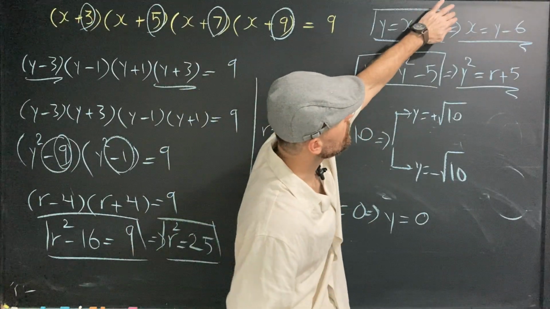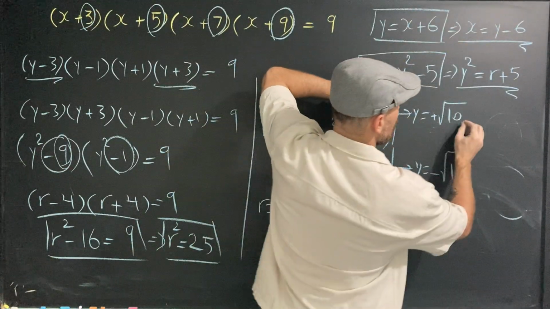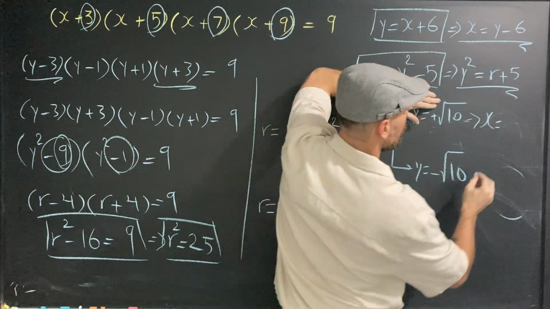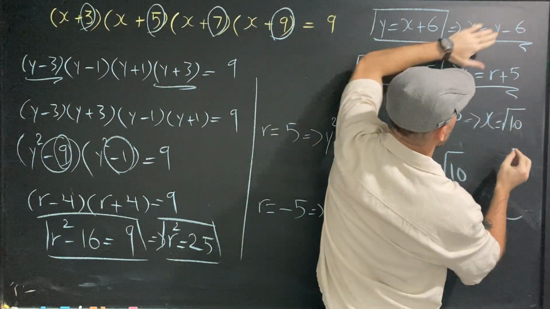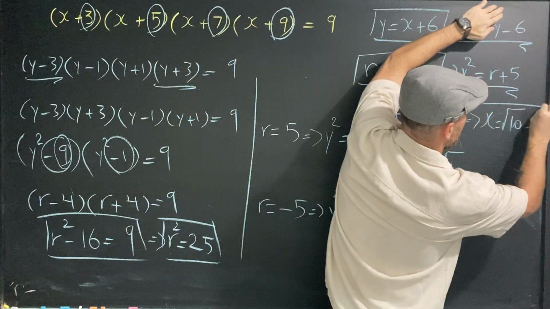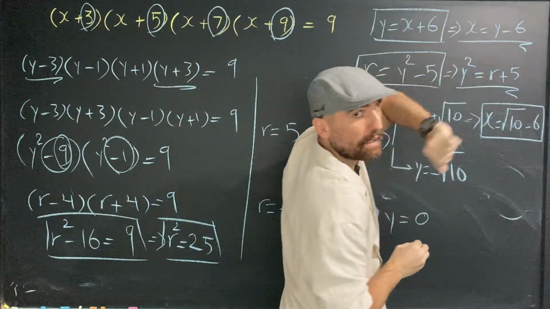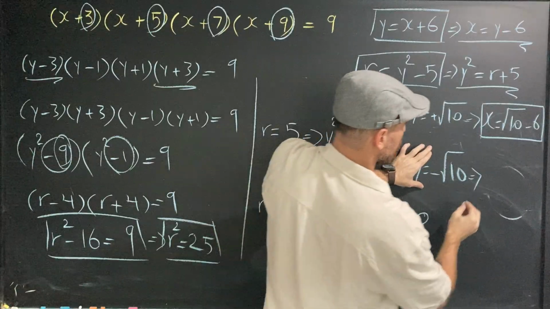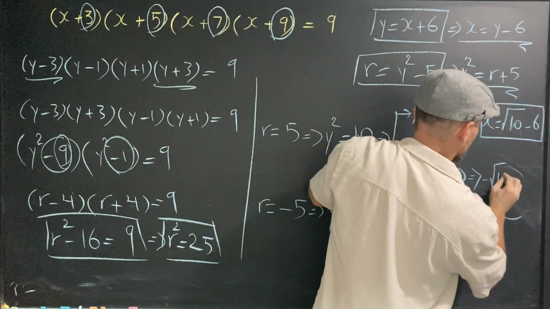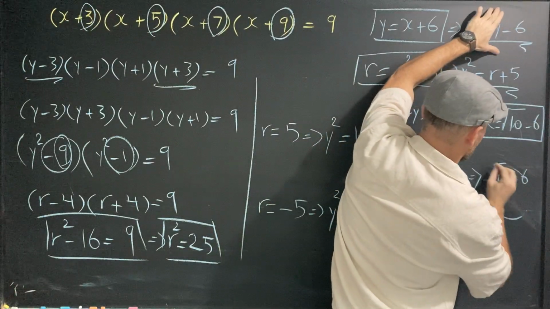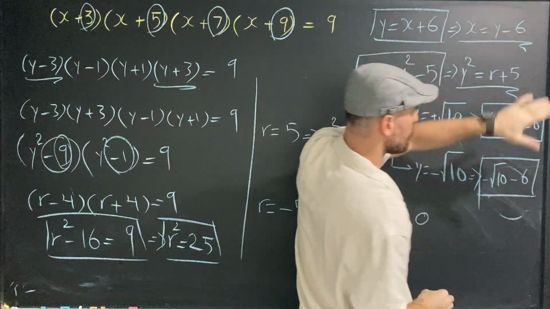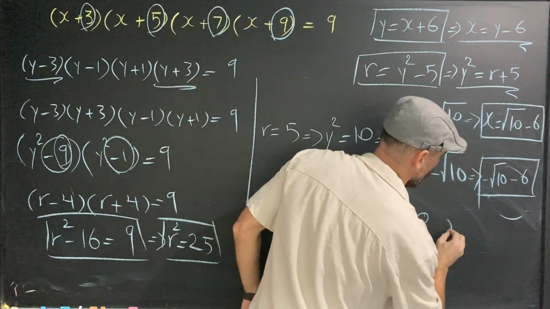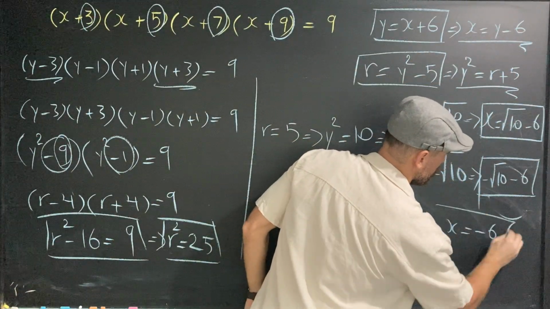Next, x is y minus 6. So from here, x is going to be square root of 10 minus 6. This is our first answer. Next one, negative square root of 10 minus 6. This is our second answer. And last one, 0 minus 6 or x equals negative 6.